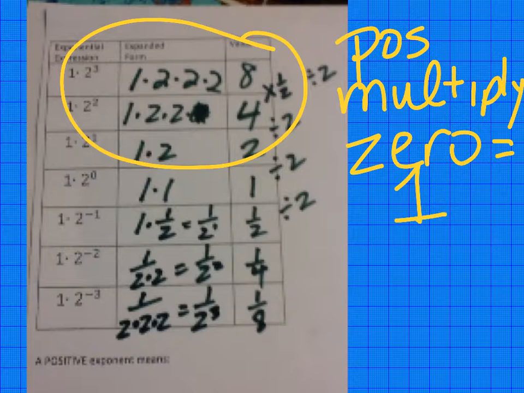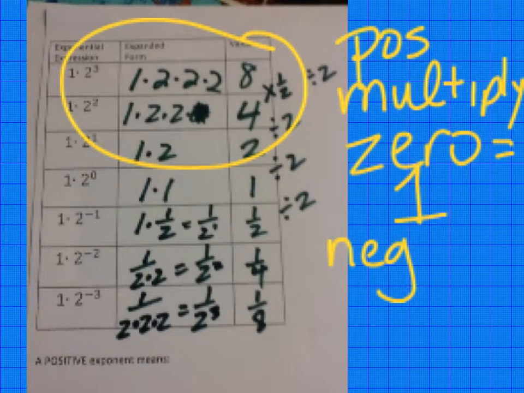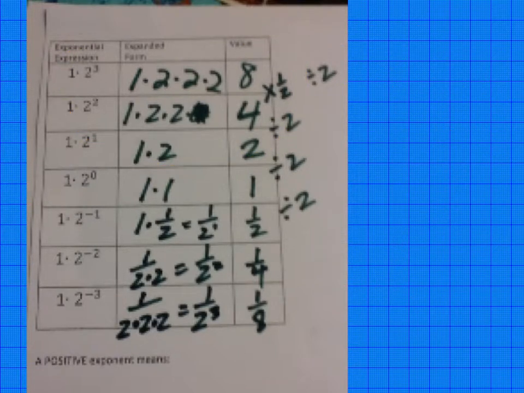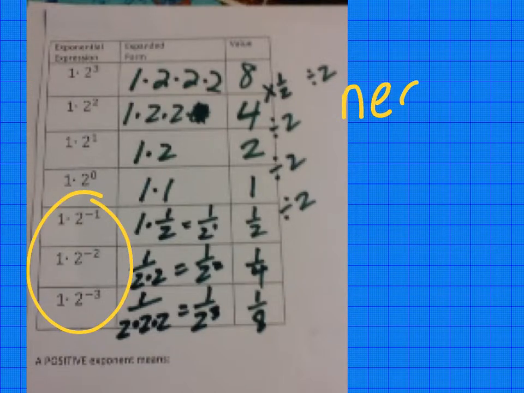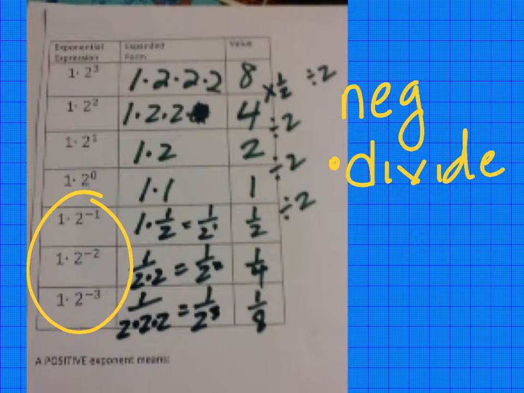And then the last one is a negative exponent. I have to get rid of all of this mess here. Negative exponents mean two things, or you can think about it 2 ways. One is to divide by the base as many times as the exponent says, or you can talk about the reciprocal or flipping it.